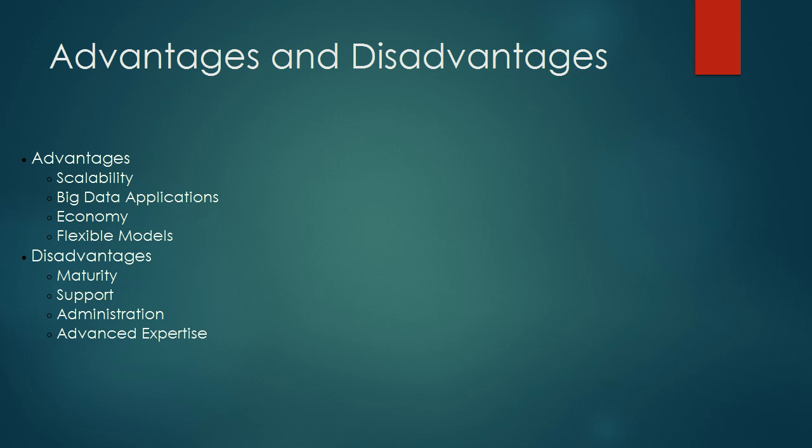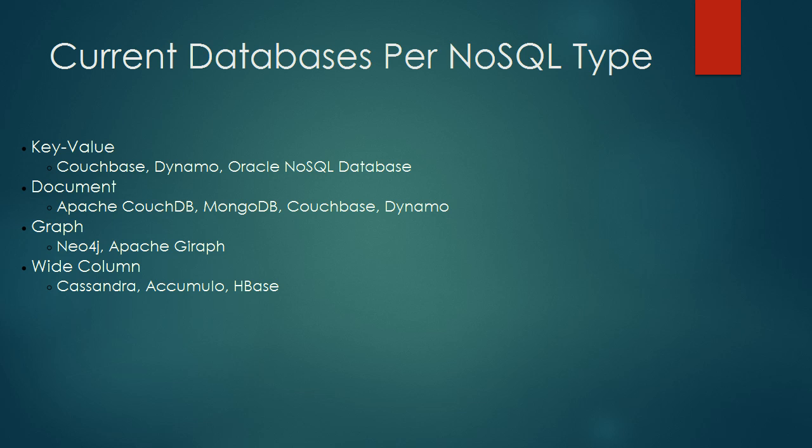Now that you know about the advantages and disadvantages of NoSQL, let's take a look at the main databases based on the NoSQL types. For the key value type of NoSQL database, the main systems are Couchbase, Amazon's Dynamo, and Oracle's NoSQL database. For document-based systems, there is Apache's CouchDB, MongoDB, and again Couchbase and Dynamo.